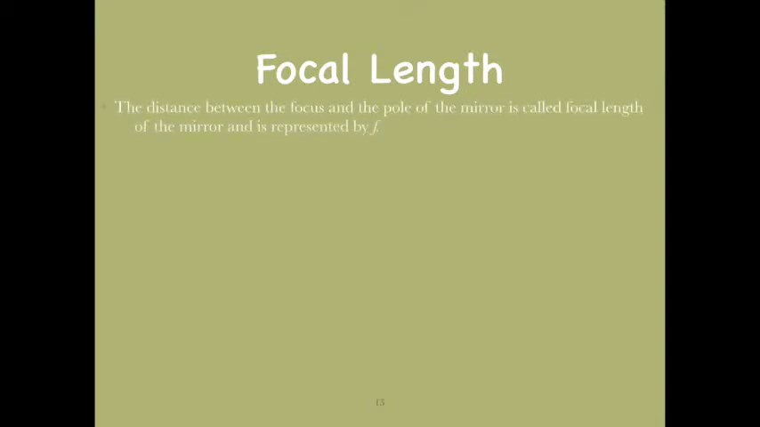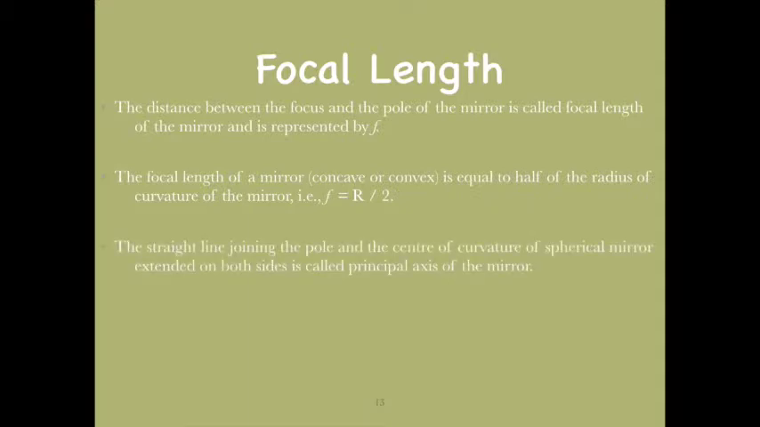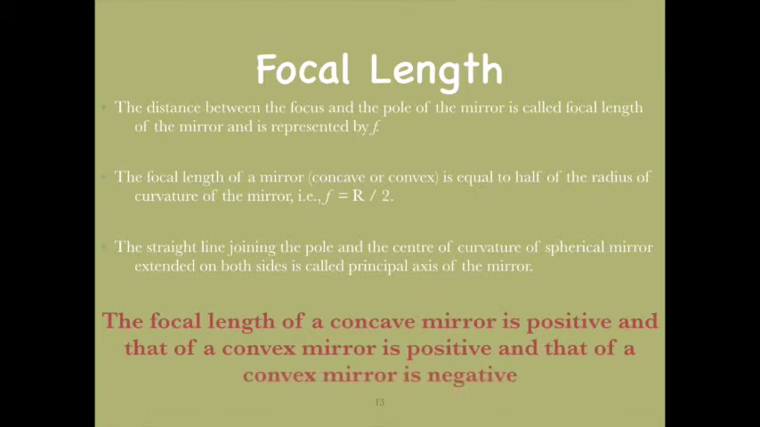Now, let's learn about the focal length. So, coming to the definition, it is the distance between the focus and the pole of the mirror, okay, and it is represented by a small f. The focal length of a mirror is equal to half of the radius of curvature of the mirror, that is R by 2. So, the straight line joining the pole and the center of curvature of a spherical mirror, extended on both the sides, is called the principal axis. Note that the focal length of a concave mirror is positive and that for a convex mirror is negative. For a concave it's positive and for a convex it is negative.